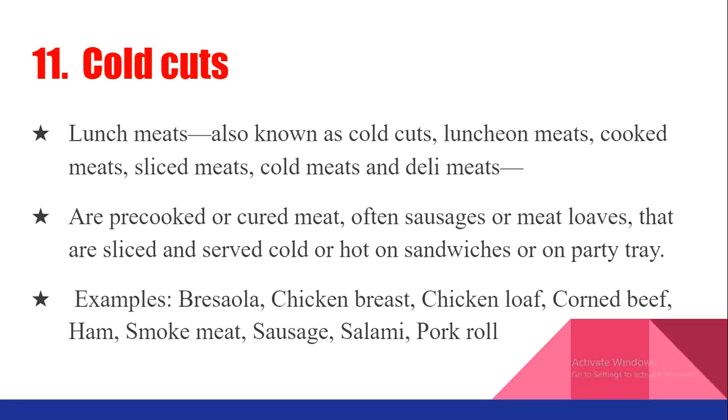or on party trays. So basically all the cold cuts, all the cold cured meat products which is sliced and we are keeping it as a cold cut tray or cold cut platter. And cold cut basically denotes cold meat products which we are preparing and serving cold. In some cases this can be served hot also. Examples: bresaola, chicken breast, chicken loaf, corned beef, ham, smoked meat, sausage, salami, pork roll, etc.